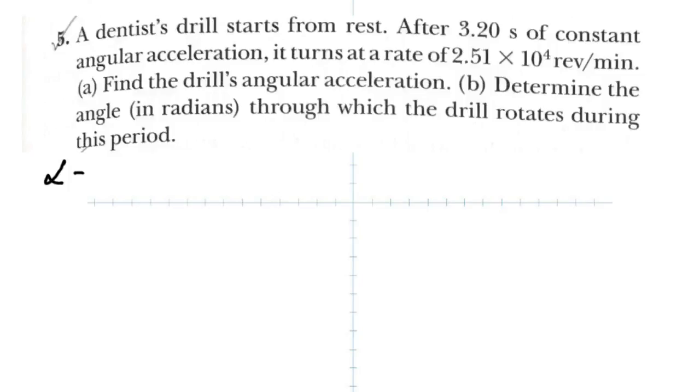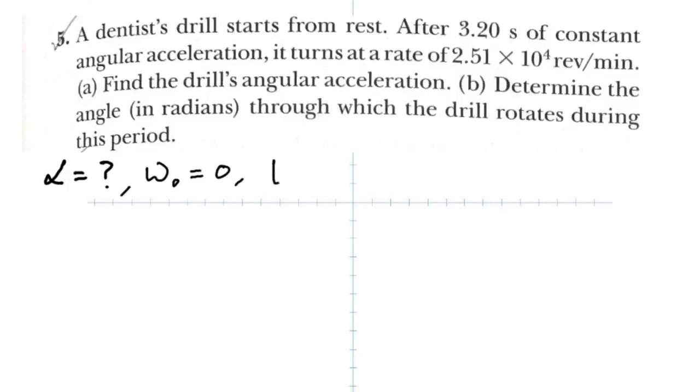So the first sentence says it starts from rest. That proves that the initial angular velocity is 0. And after 3.20 seconds, that's the time, it turns at this RPM. So from that RPM, we can find out how many revolutions it makes in a second, just dividing that number by 60. And once you get that, because each revolution is 2 pi radians, when you multiply it with 2 pi, you will get the angular velocity.